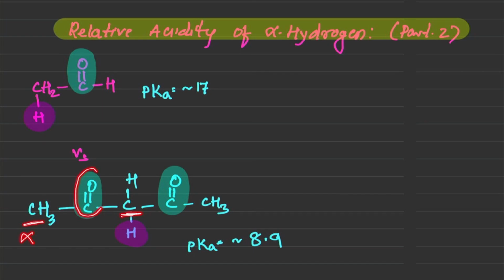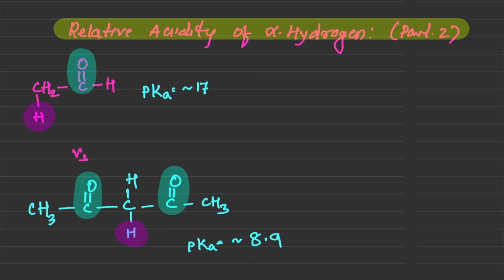One alpha to this carbonyl. This one here is also going to be alpha to this carbonyl and also alpha to this carbonyl. This one here is going to be alpha to this carbonyl right here. It turns out the acidity of this alpha hydrogen is around 17. However, the acidity of this particular alpha hydrogen is way higher. You see here the pKa value is close to 9, 8.9. So lower the pKa, higher the acidity.